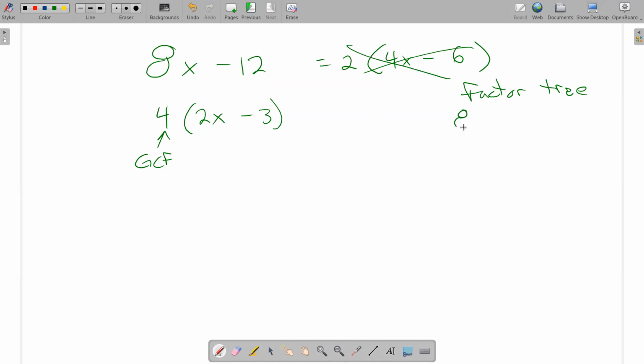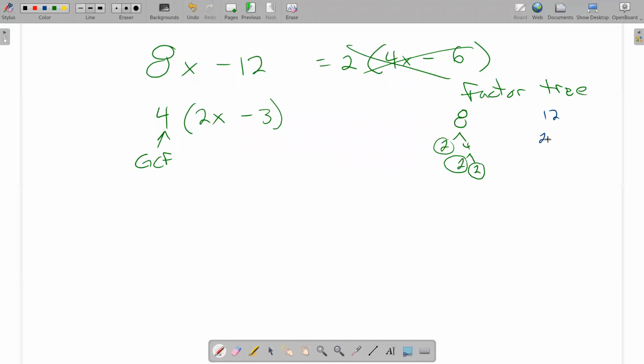So a factor tree would be to take something like 8 and say 2 goes into 8 4 times, 2 goes into 4 twice. And so if you can't divide anymore, then you're done. So that's the result of my factor tree. 8 is 2 times 2 times 2.